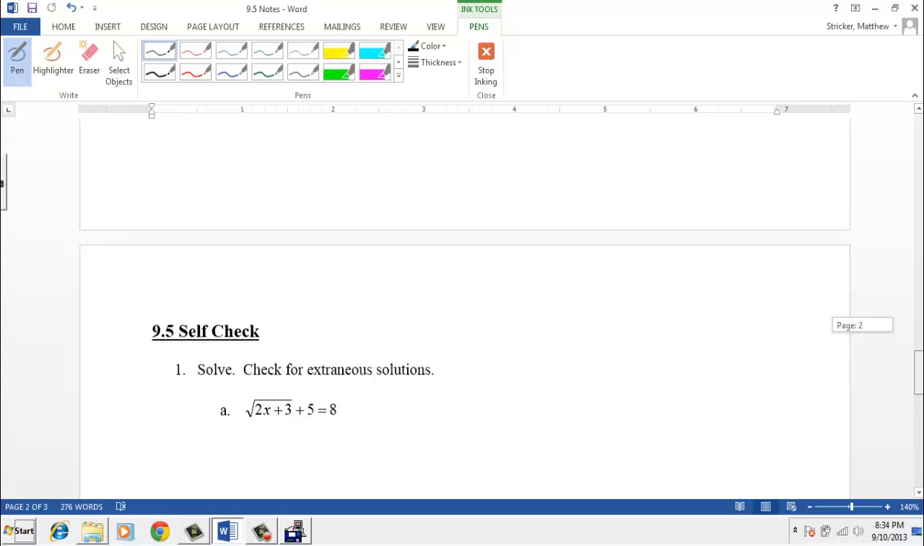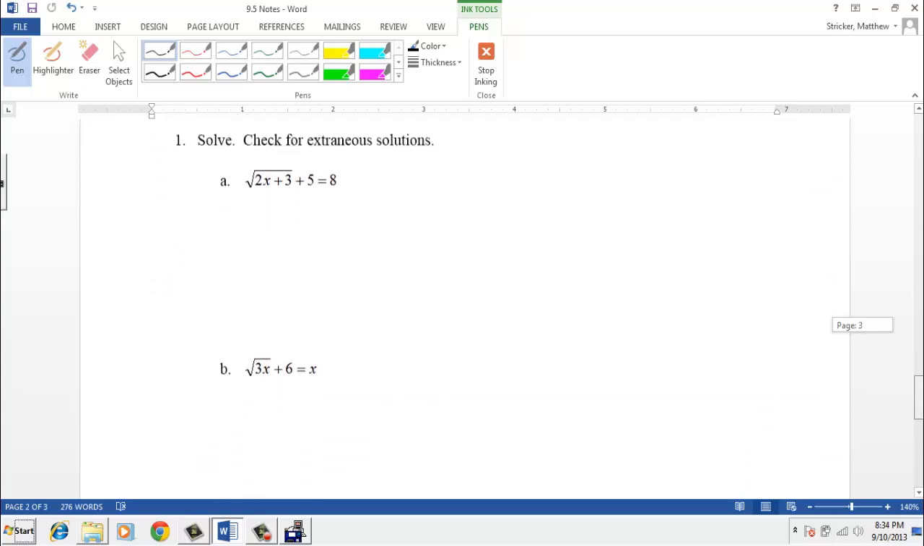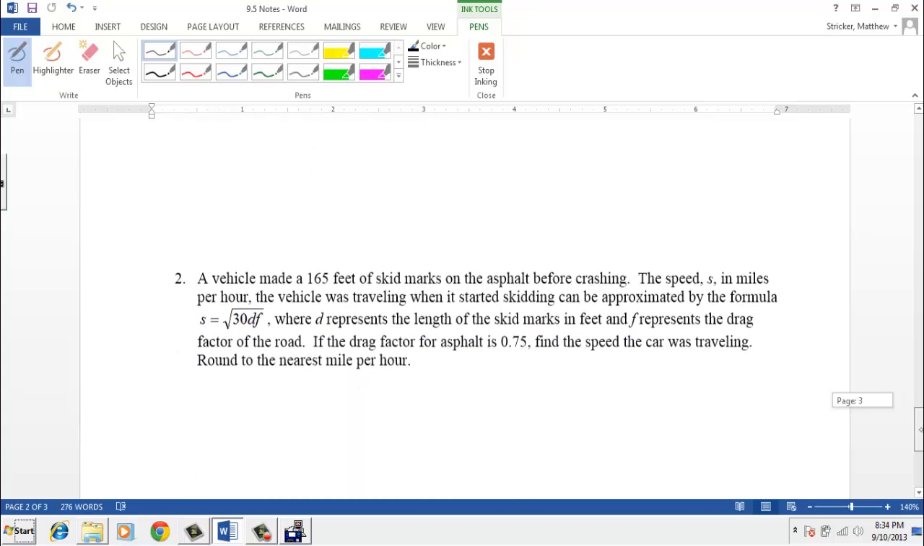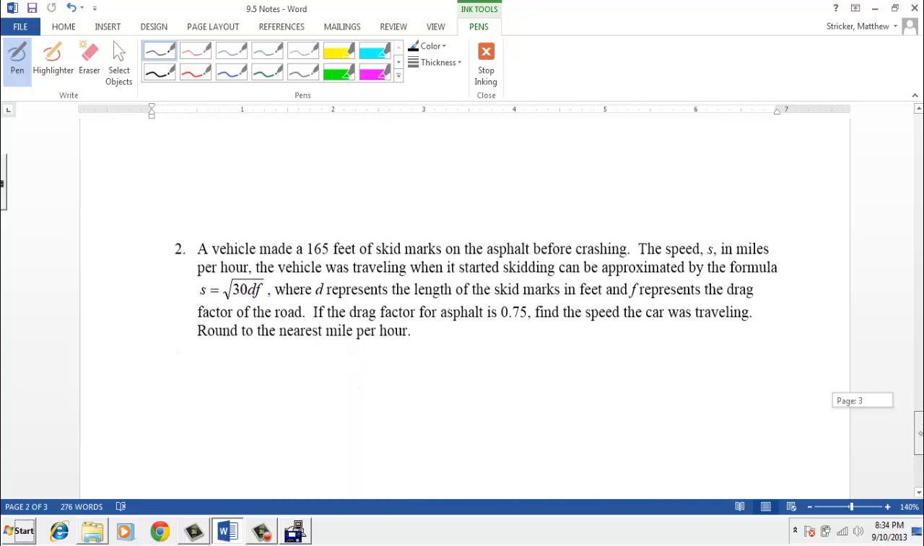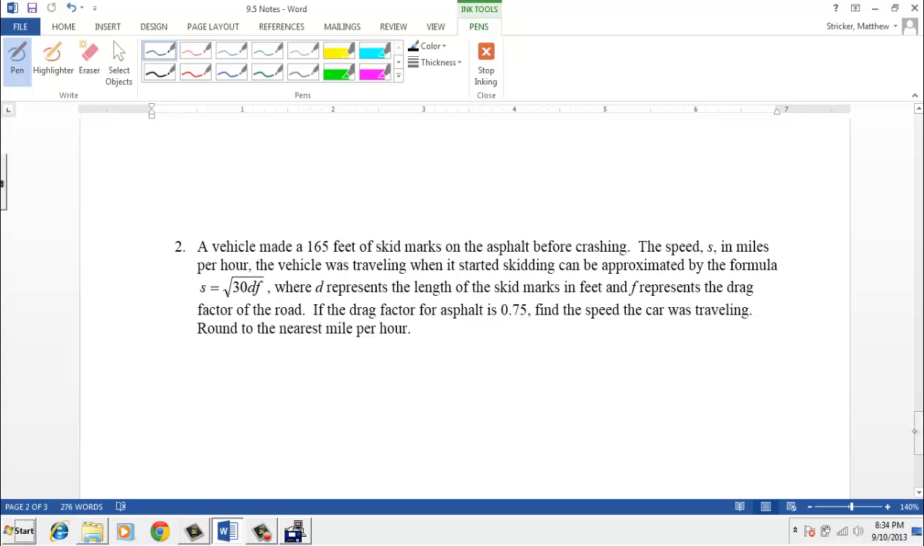So you should be able to go ahead and do your self-check now. We have a couple here of solving radical equations. Please make sure that you check for extraneous solutions. And there's one of these application problems that's kind of interesting. It has to do with how police officers tell how fast a car was traveling based on the length of a skid mark. So thank you for your time. We'll see you in class.